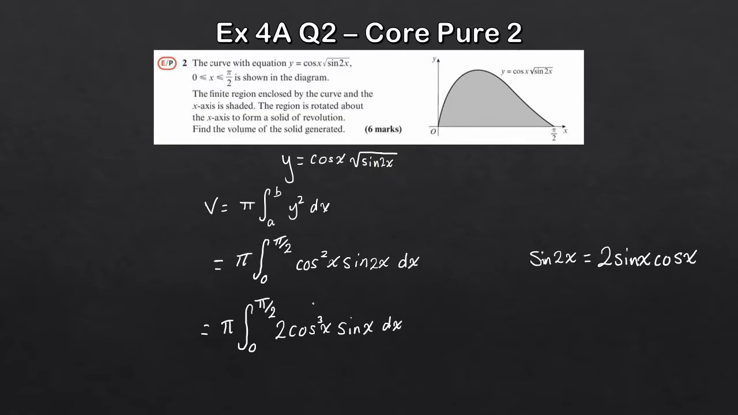Okay, I can take this 2 out here using linearity. So what I've got here now is 2 pi times the integral from 0 to pi over 2 of cos cubed x sine x. Like so. Okay. So now we've just got to find this integral here. A nice way to do this is using substitution. So integrate using substitution.